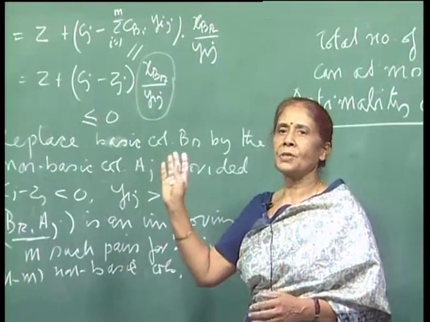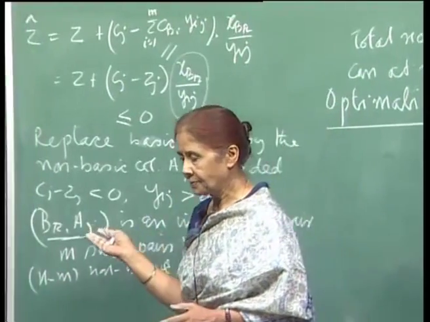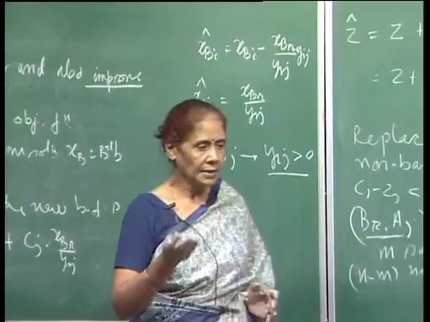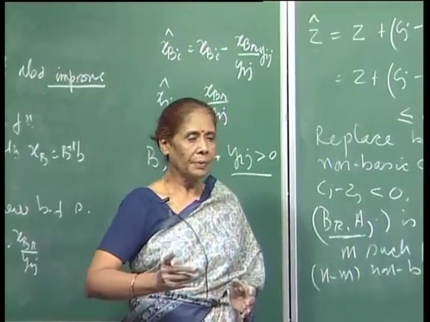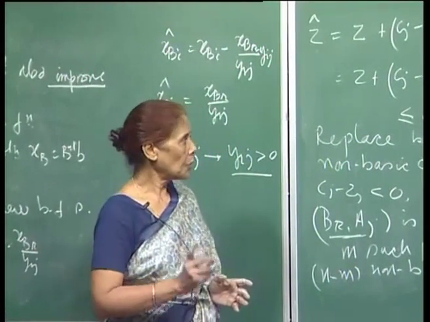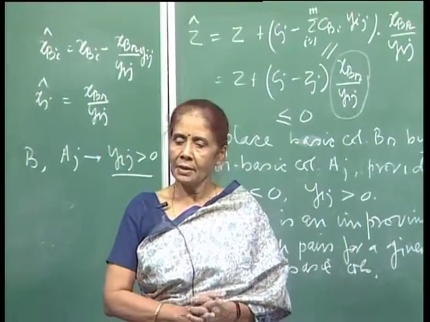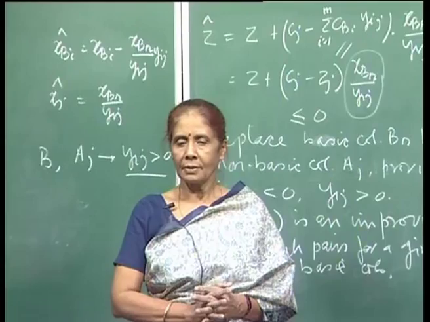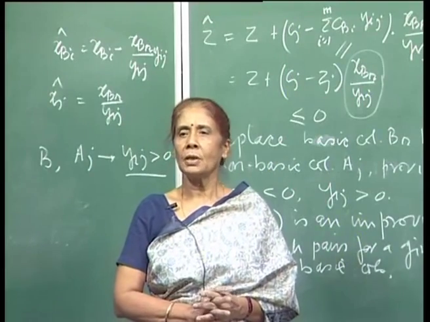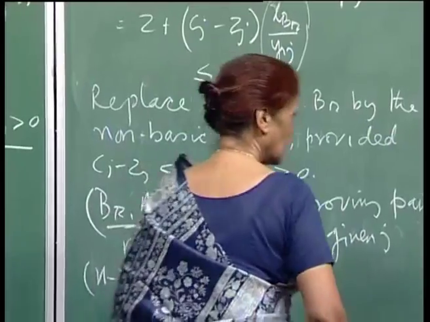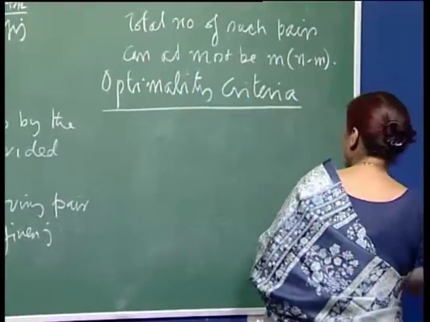This condition is sufficient. That means if I have a basic feasible solution such that I cannot find a non-basic column for which the corresponding Cj minus Zj is less than 0, then I should stop, and my current basic feasible solution is an optimal solution. So this is what we want to now start proving.